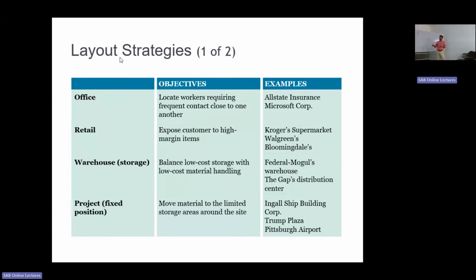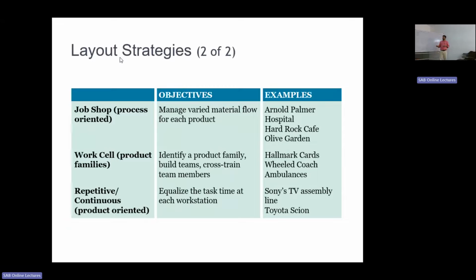Office, retail, and warehouse. Then of course, fixed position layout, job shops, or what we call process-oriented layouts. And then of course, product-oriented layouts and cellular layouts. And the key objectives are there. Okay? So in our discussion, we try to quickly go through them and identify their characteristics and examples of where to use which type of layouts and why.